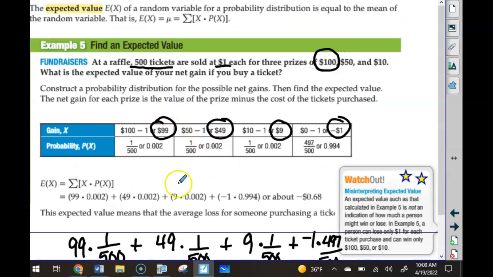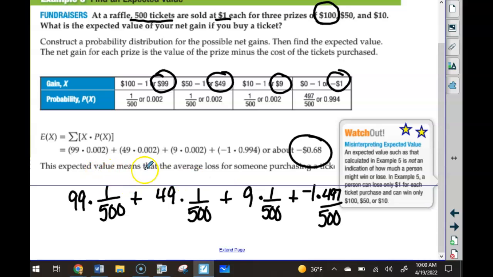So then they multiplied all those things and came up with about negative 0.68. What this means is the expected or average loss for everyone buying a ticket is 68 cents. Now, don't interpret that to mean that everybody loses exactly 68 cents. No one can lose exactly 68 cents. They either lose $1 or they win something. But it is the average of everybody.